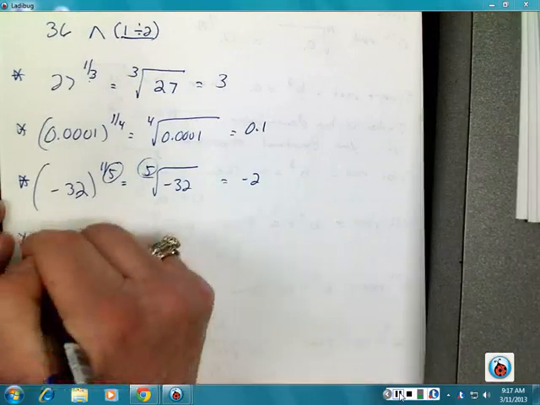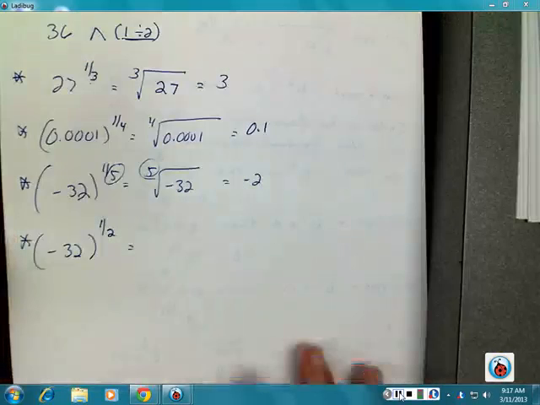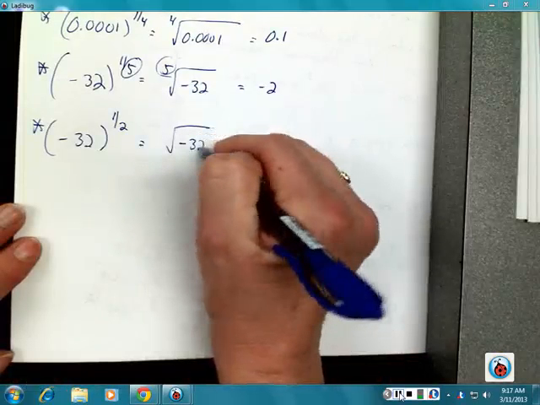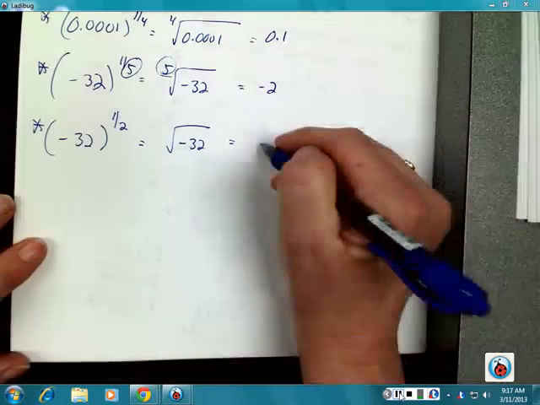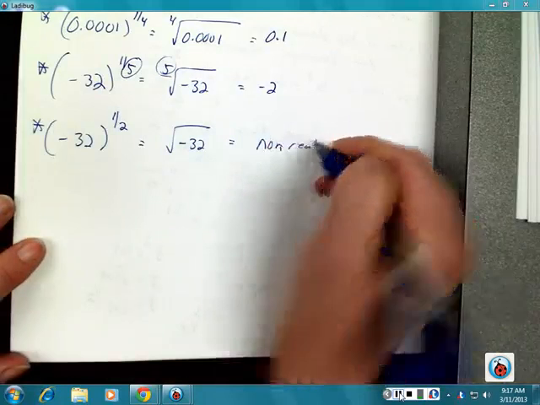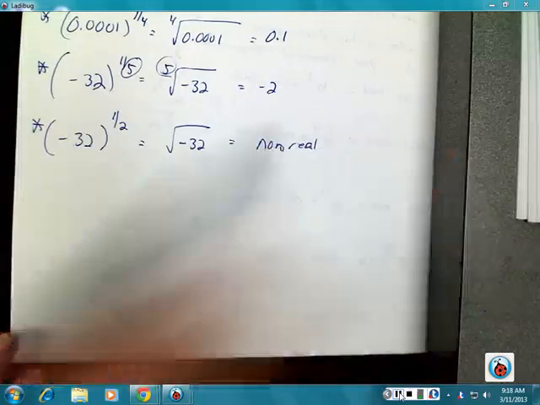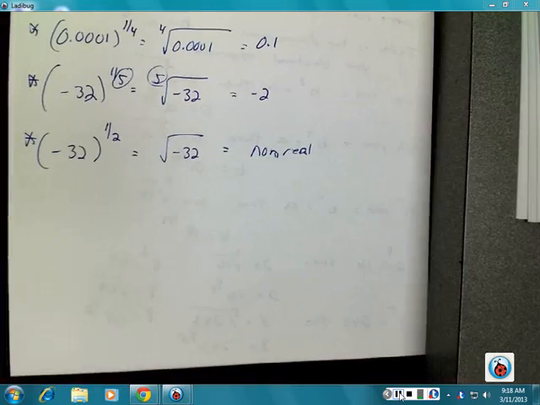Now, if they had given me a negative 32 to the 1/2 power, that means I have the square root of a negative 32, so what would I have to write? Can I do that one? That would be non-real at this moment. Next week we'll find out that we can do imaginary numbers with it. With the i. Yep. That's what we get into when we do imaginaries. We put an i in there and then we can do whatever we want with it. Okay? All right. You all right so far?